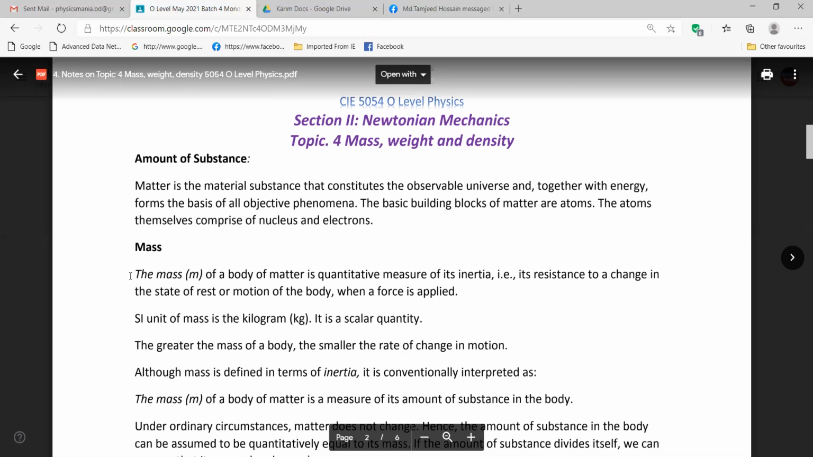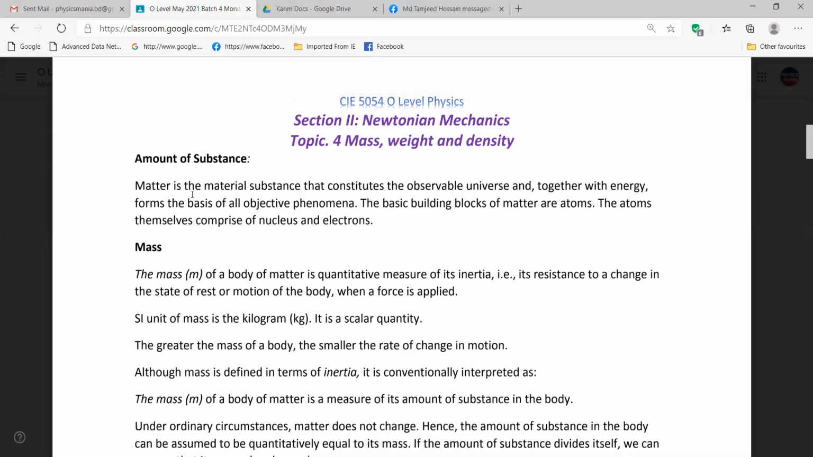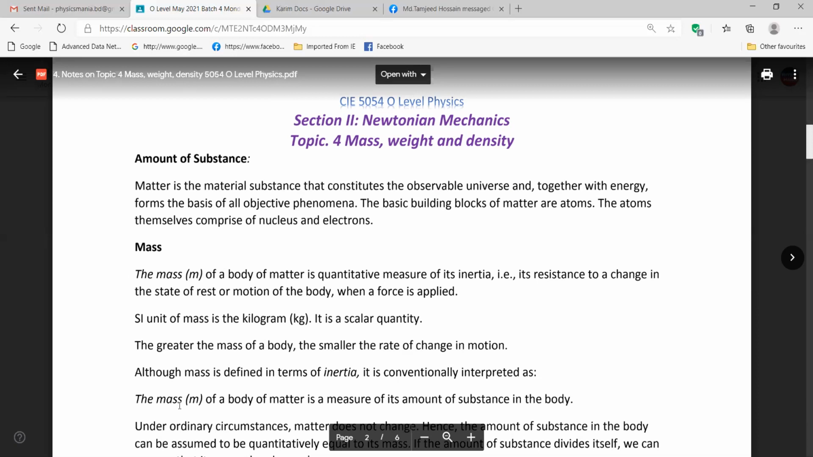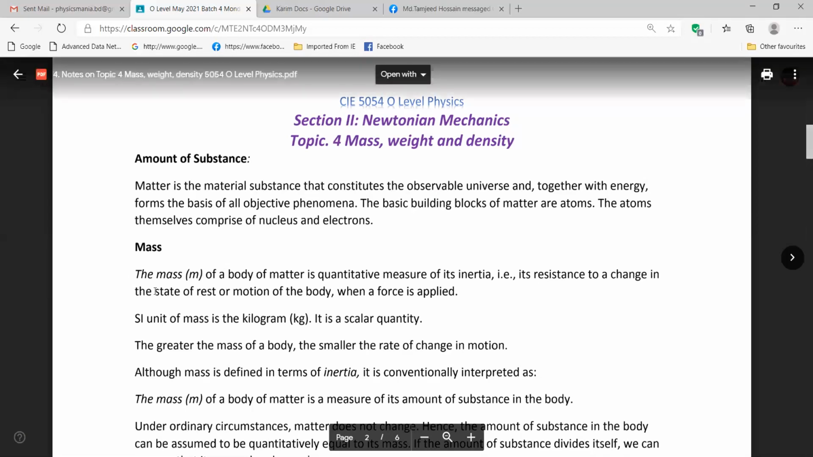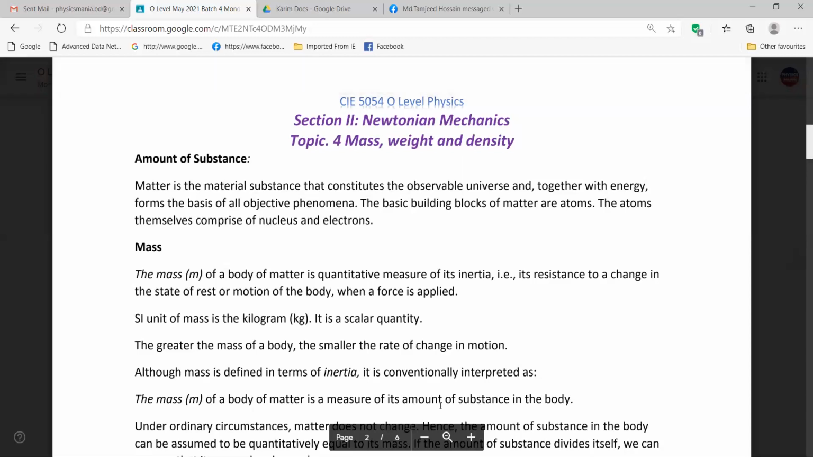Yes, sir. Now we know this one, the amount of substance, and how can we define mass relating to the amount of substance? The definition is given here. Okay, can you read this? The mass M of a body of matter is a measure of its amount of substance in the body. So we can define mass in two ways. We can define it using inertia. We can define it using the amount of substance.